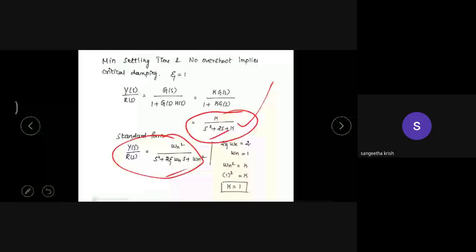But the question is not omega n, they're asking for the value of K. Once again, by comparing the constant alone, here it is K, and there it is omega n square. So omega n square is equal to K. Then K is equal to omega n square. The value of omega n we achieved is 1, so you can substitute here. So the value of K is equal to 1. This is the answer for the given problem.